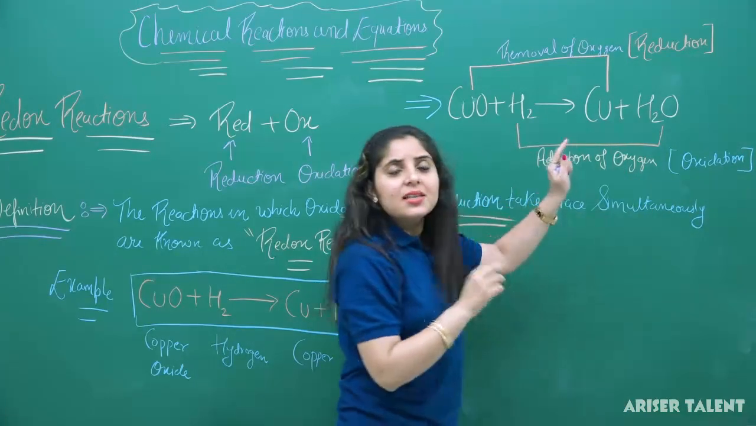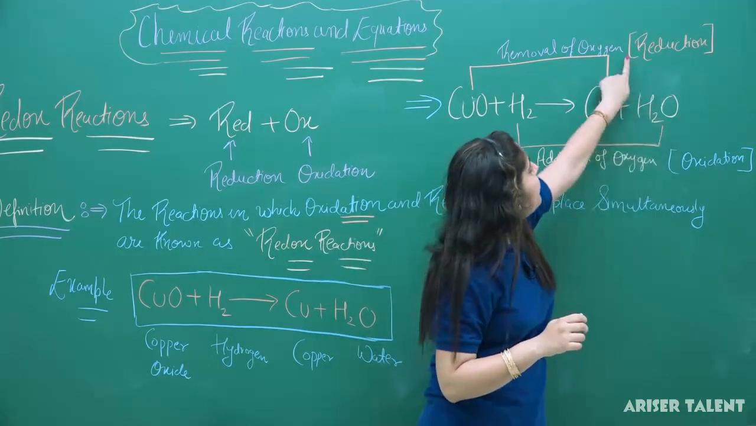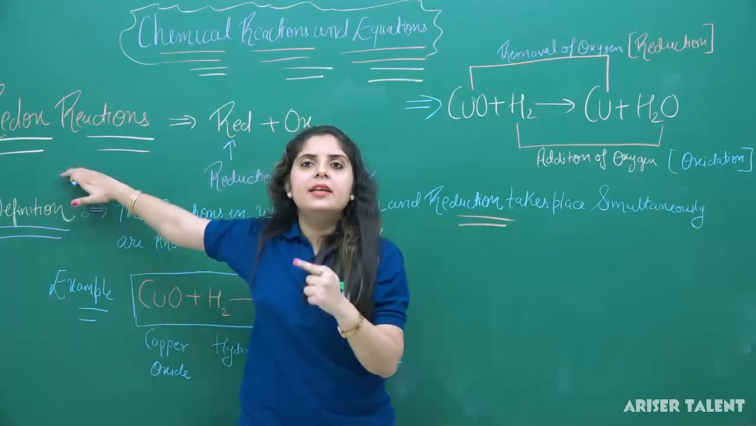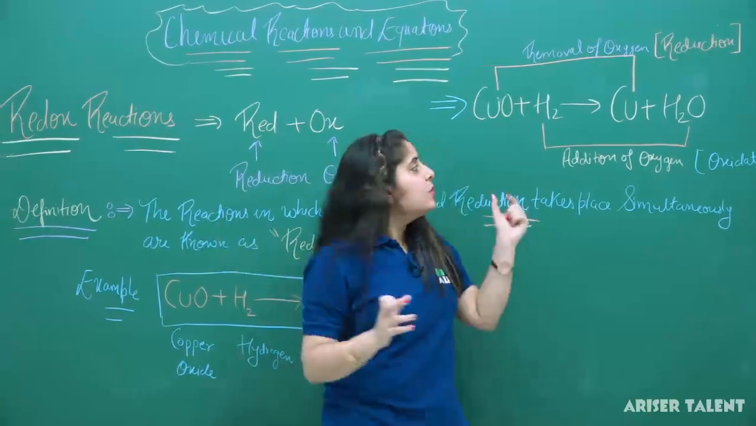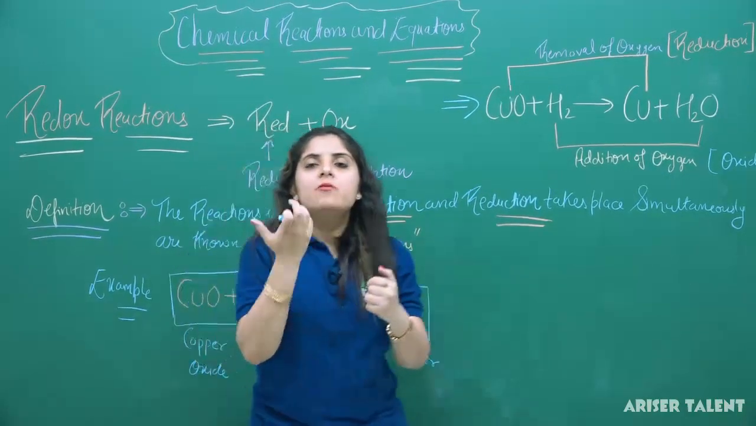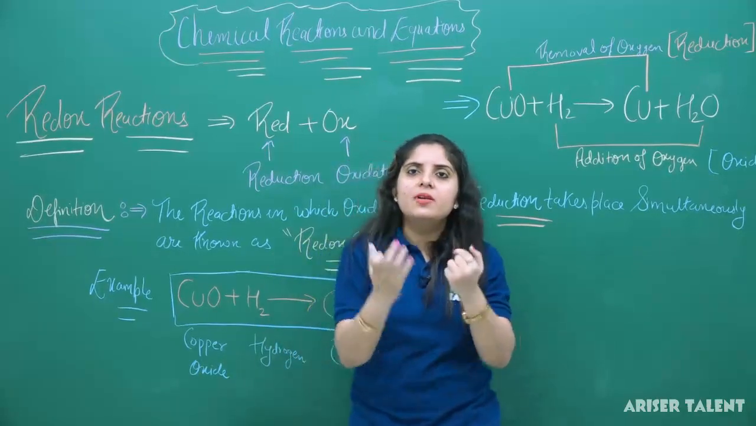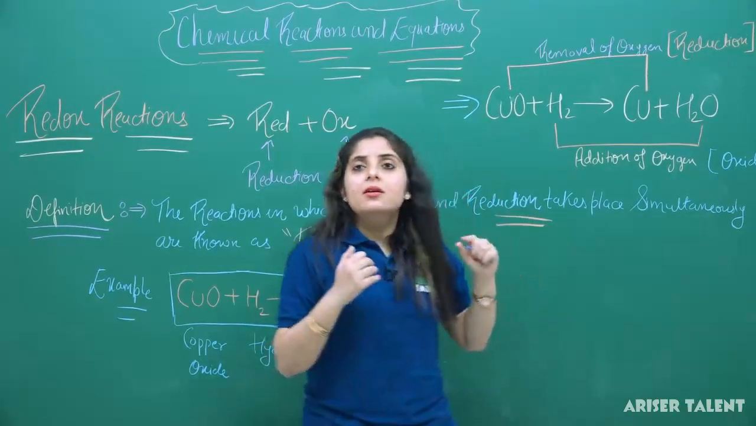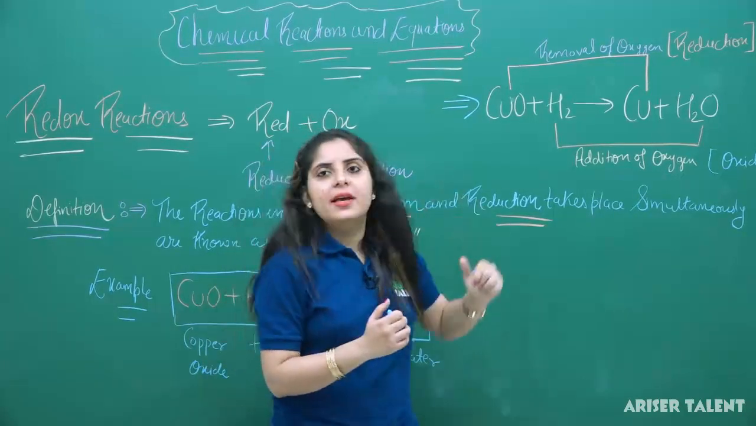So the reactions in which oxidation and reduction take place simultaneously are categorized into the category of redox reaction. So this is the basic example to understand the redox reaction in which one element helps in oxidation and one element will help in the reduction, and the reaction proceeds in a particular direction, that is the forward direction here.